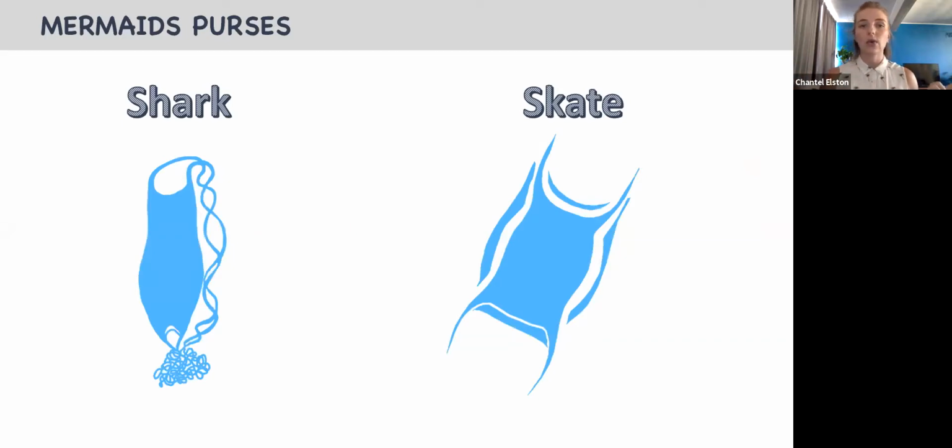And as I've said, this is quite easy because they look quite different. Your shark's is long, more rectangular, and has these tendrils along the end. Your skate's is more square and has the horns. So these are pretty easy to identify in terms of that. And that's the first question you need to ask yourself. Is it a shark or is it a skate?